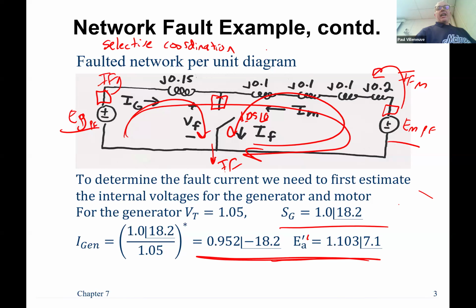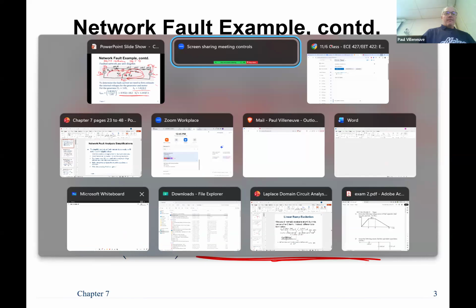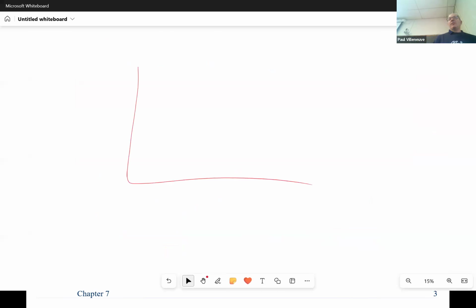Which means IFG, that magnitude of current, which is less, has got to trip after. So its trip time has to be greater than the trip time associated with IF. Okay. And how do you do that? There's something called an inverse time characteristic.